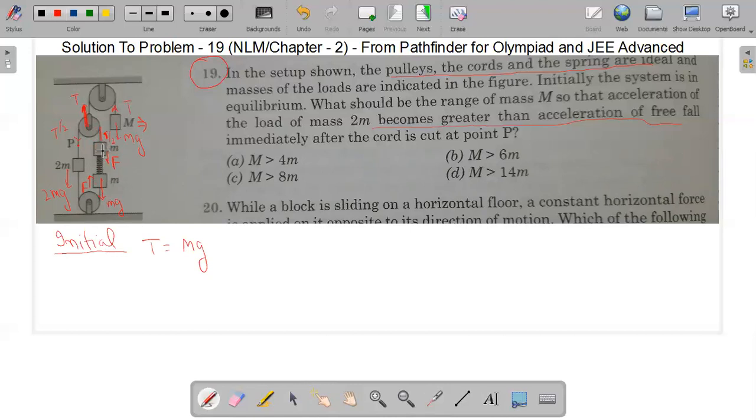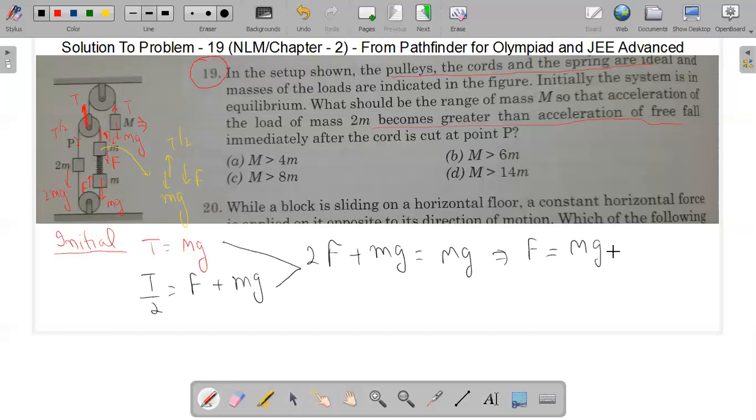So for this mass, which has a force mg in the downward direction, force T by 2 in the upward direction, and the force of spring F in the downward direction, I can write the equation as T by 2 equals F plus mg. And from these two equations, I can find the force F in the spring. You can write that 2F plus 2mg is equal to capital Mg, and therefore the force in the spring can be obtained as (capital Mg minus small mg) by 2, if I have not made any mistake.